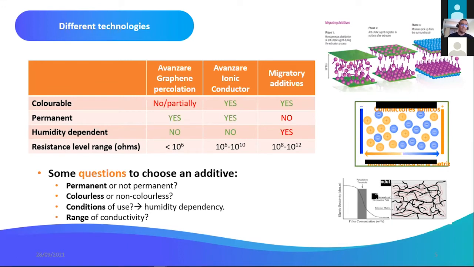As I told you, Avanzare ionic conductors are the technology that usually makes up our additives. They are colorable, permanent, do not depend on the humidity, and the range is between 10 to the power 5, 6 to 10 to the power 10 ohms. Also, Avanzare has solutions based on graphene and other nanocarbon structures to allow conductivities down to 10 to the power 6 ohms.